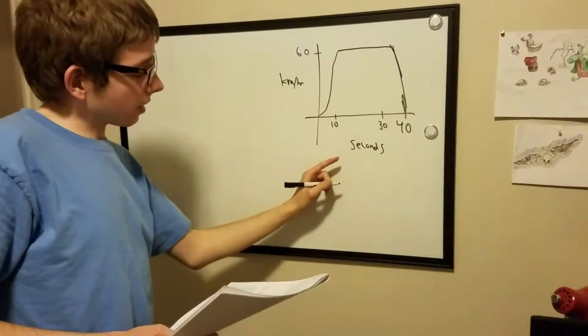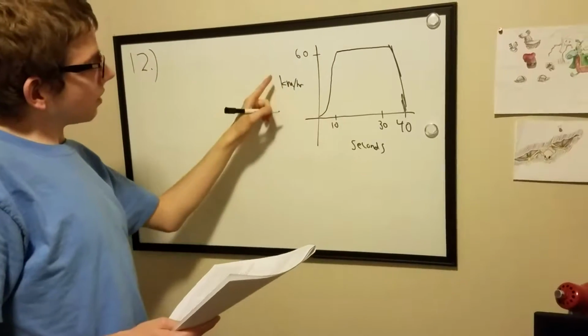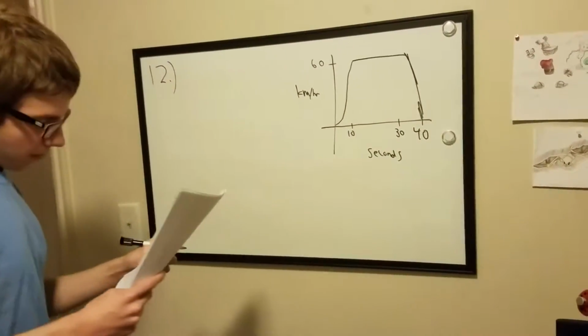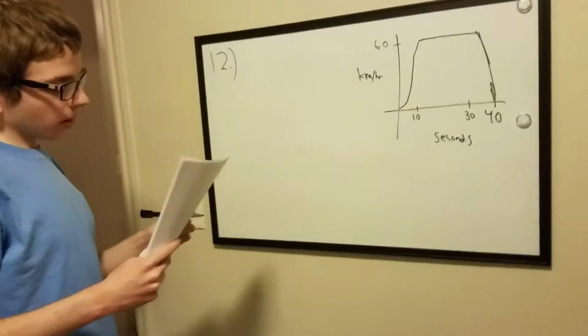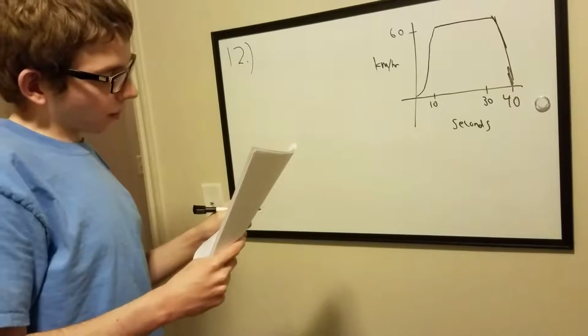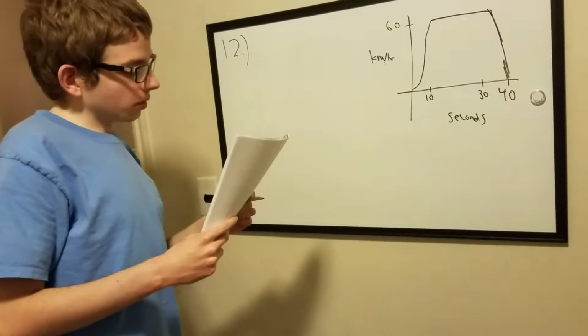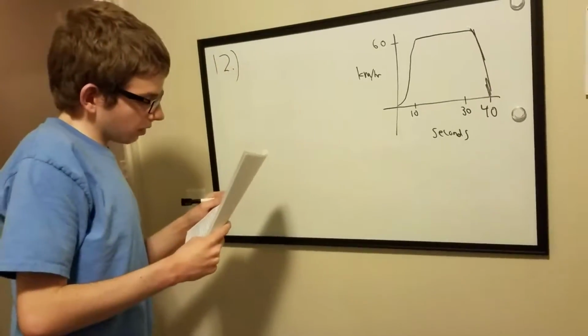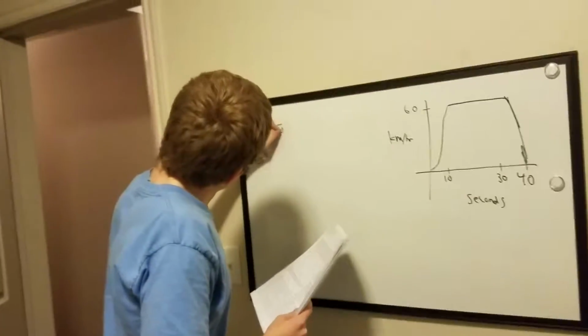X-axis is time in seconds, y-axis is velocity in kilometers per hour. Alright, so the driver accelerates from the stop sign, cruises for 20 seconds at a constant speed of 60 kilometers per hour, and then brakes to come to a stop 40 seconds after leaving the stop sign. Now there's two parts to this. So first we have part A.